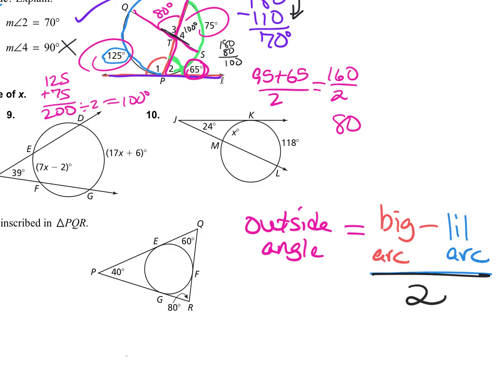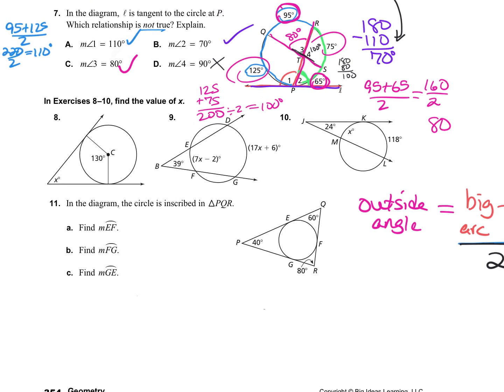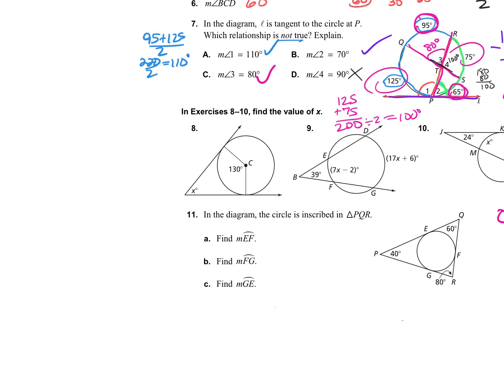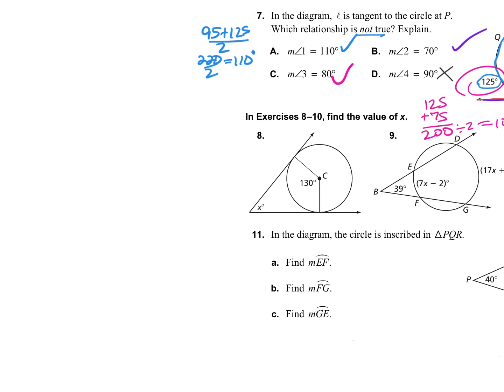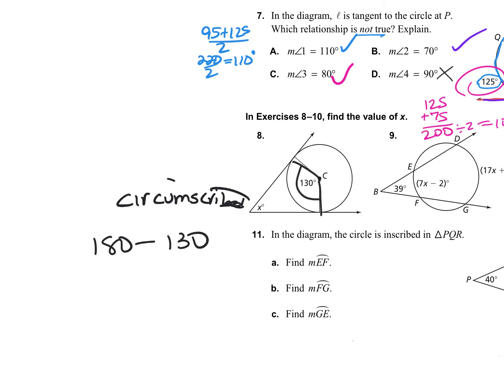Now, I can do that on number 8, but what would have been the better formula to use for this one? Angle X is a circumscribed angle. So the faster way to do this one would just be to take 180 and subtract out the central angle. And angle X would be 50 degrees. That's the faster way to do number 8. Number 9 and 10, I need to do the big arc minus little arc.